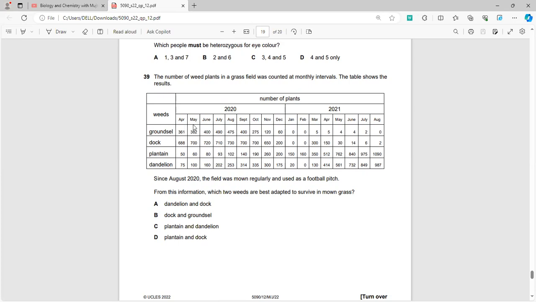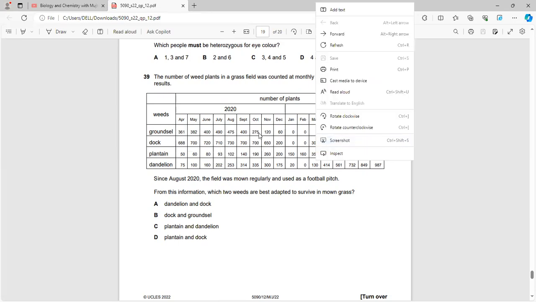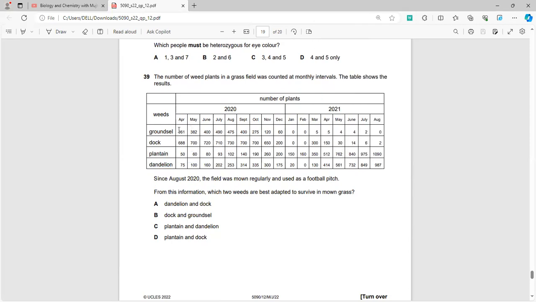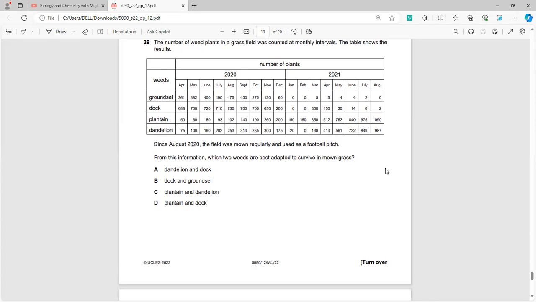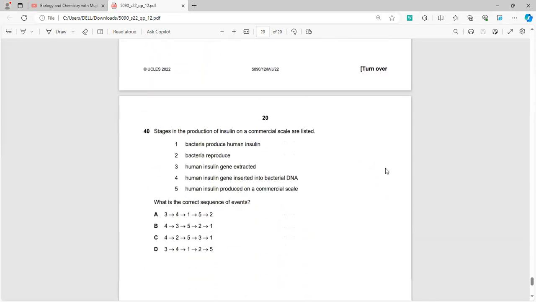In comparison to groundsel and dock, you can see that groundsel's population began from 361 and decreased to zero, whereas dock's population decreased from 688 to 2. However, plantain and dandelion both increased, from 50 to 1090 and 75 to 987, which is much more than their initial population.